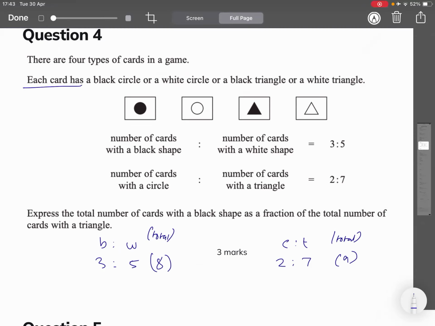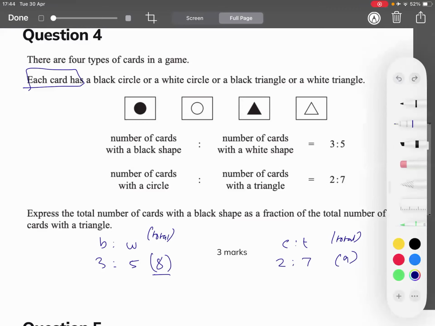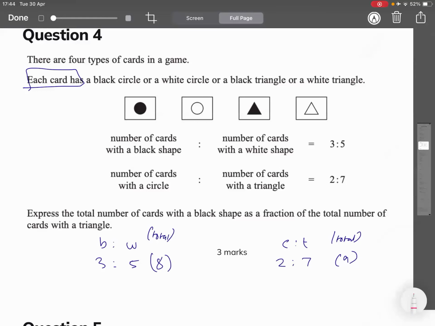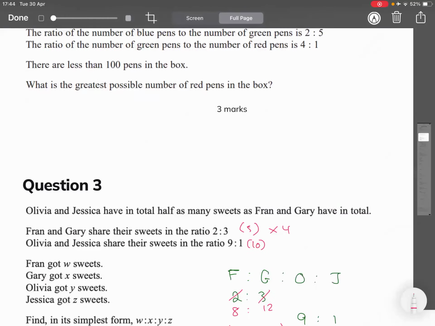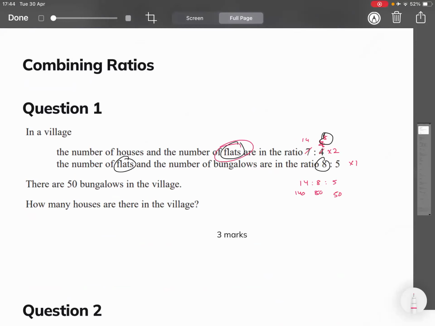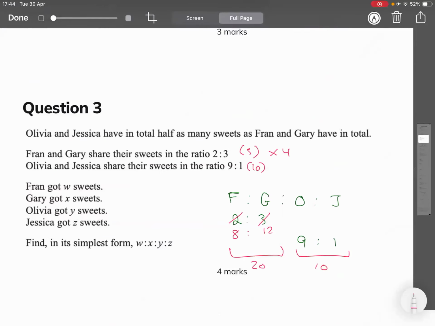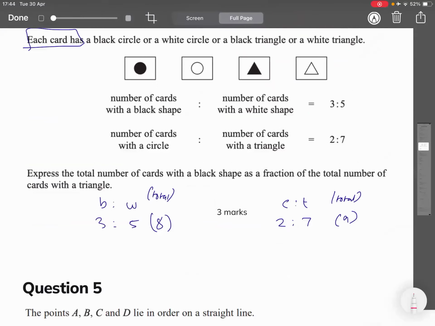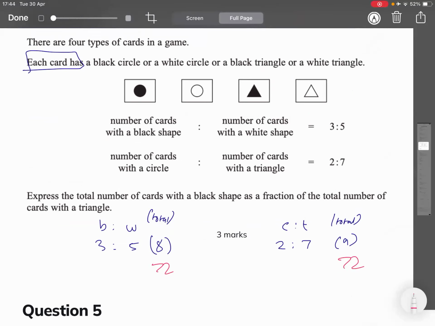that every card is either black or white or triangle or circle. You've only got circles and triangles, no other shapes, and you've got no other colors. So then these two don't have to be half of each other or anything fancy. It's actually slightly easier than the other question. We just have to make them the same. In the basic questions, we make the flats the same, right? In this one, we just do the same, but we make the totals the same. So turn that into 72, turn that into 72.